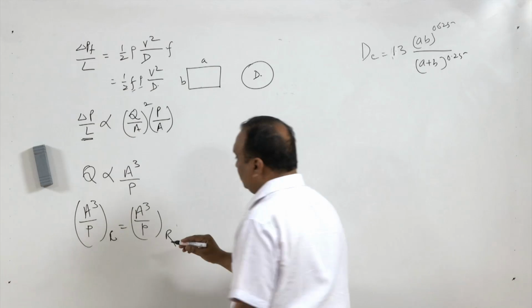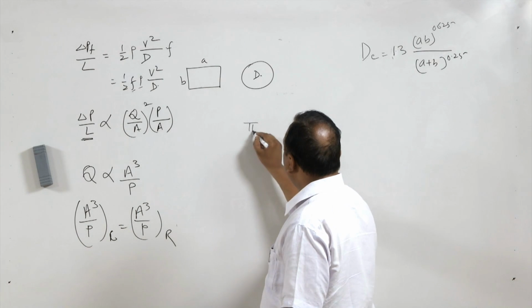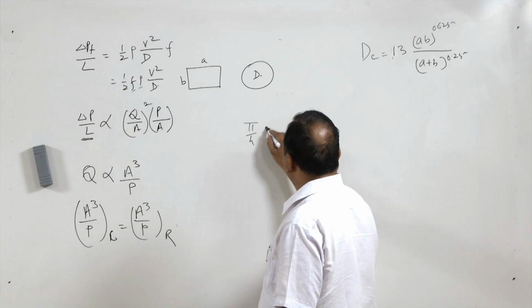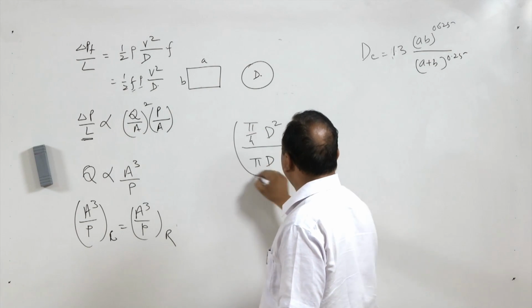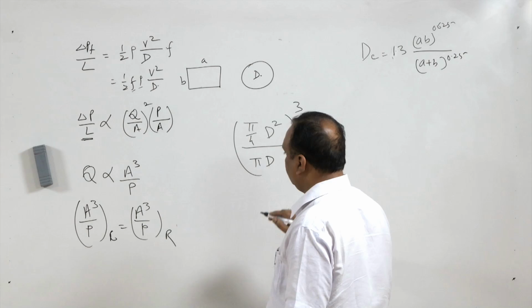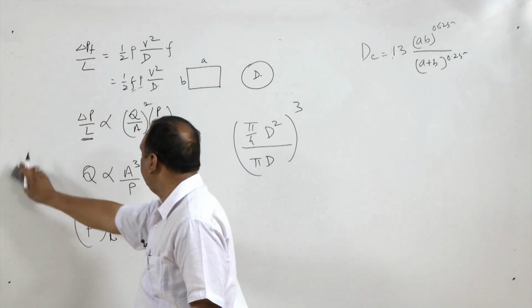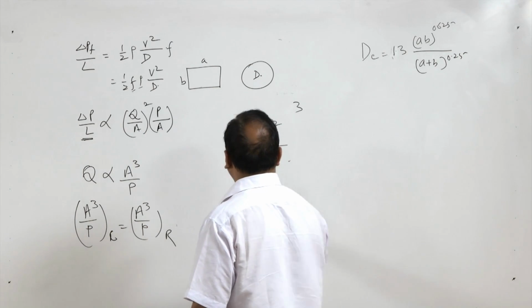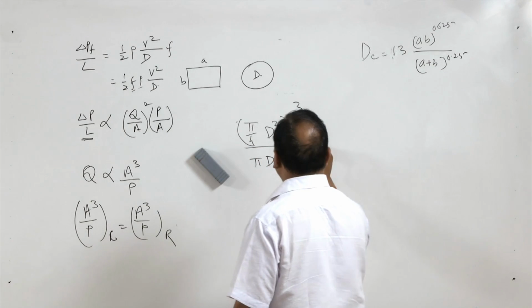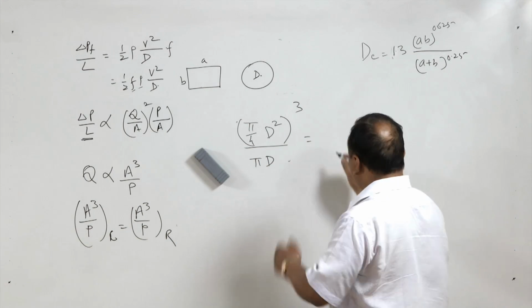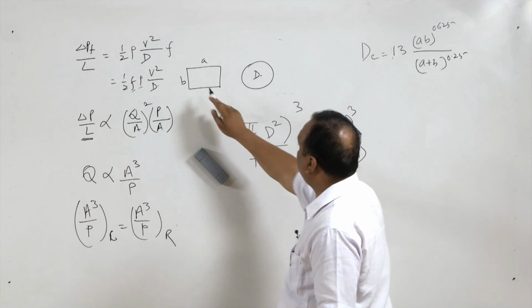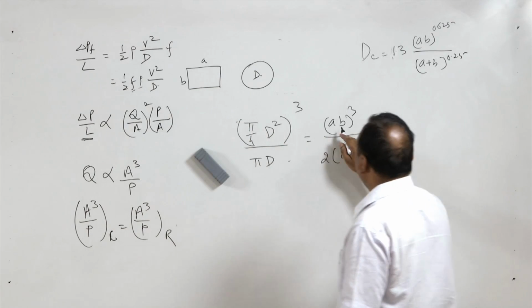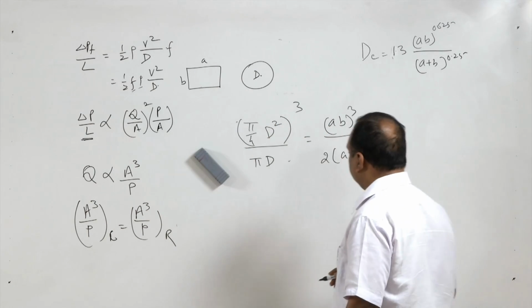Now further, A cube by P for the circular duct is pi by 4 d square, cubed, divided by pi d. Sorry, no, it is not this cube, it is A cube. So A cube by P for the rectangular duct is equal to (AB) cube divided by 2(A plus B). This is the perimeter of this rectangular duct, and this is the cross section area of the rectangular duct.